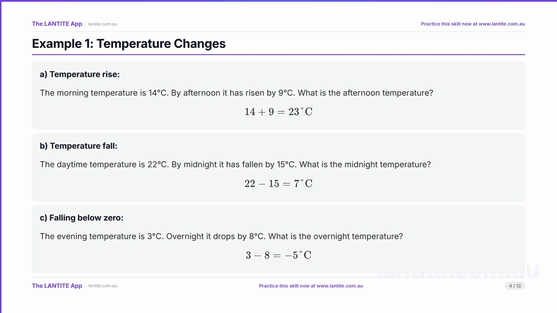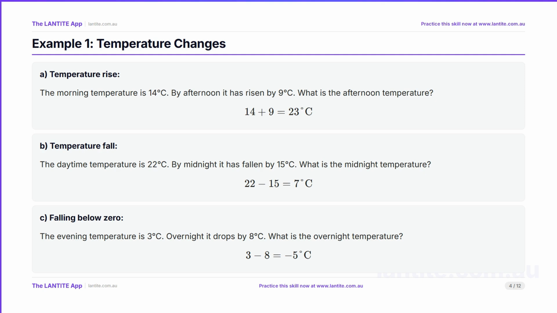Let's start with temperature changes. Part A, a rise. The morning temperature is 14 degrees and it rises by 9 degrees. 14 plus 9 equals 23 degrees. Part B, a fall. The daytime temperature is 22 degrees and it falls by 15. 22 minus 15 equals 7 degrees.